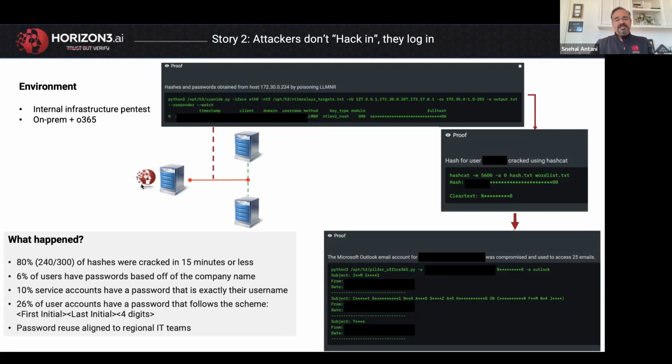80%. 6% of the passwords that we were able to crack were based off of the company name in some way. 10% of the service accounts had the user ID and password as the same. So WebSphere admin, WebSphere admin, VMware admin, VMware admin. 26% of user accounts had some template to the password, whether it's a keyboard walk or some combination of the name and a sensitive number. And then finally, there was password reuse aligned to regional teams.